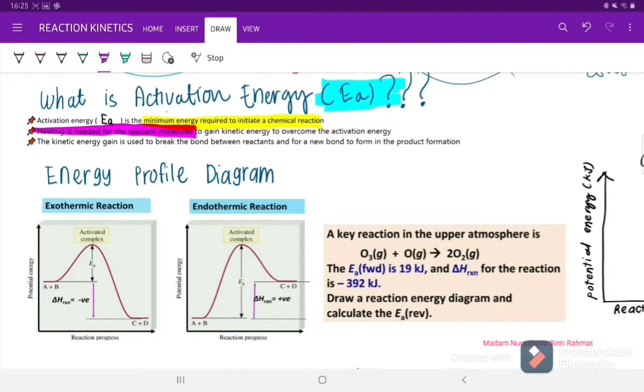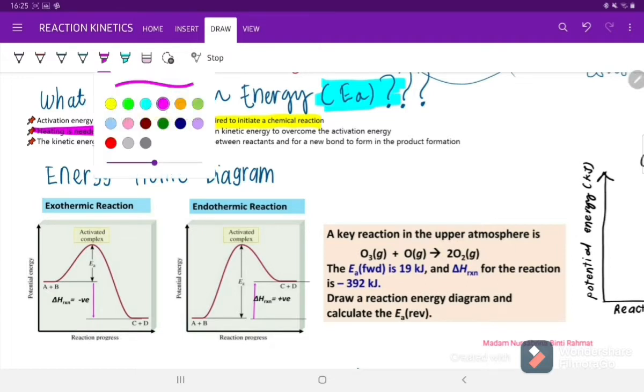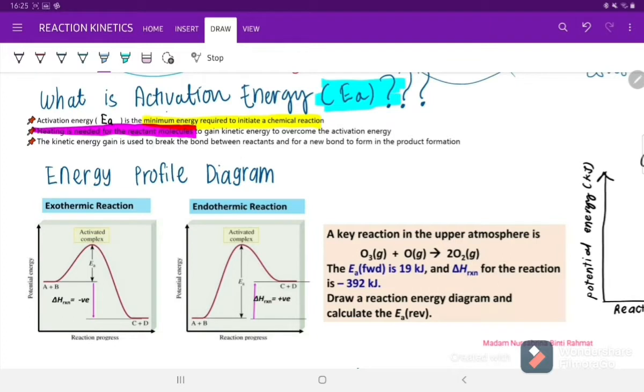So why do we need to overcome this activation energy? Because when we are able to overcome the activation energy, it means we have the ability to break the bonds between the reactants, and we can form new bonds to form the products.